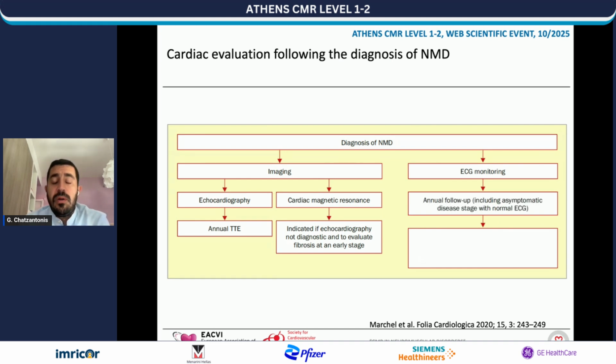Annual follow-up, as some of the patients, as we said before, like in myotonic dystrophies, might not have a clinical cardiomyopathy. One should assess the ECG, of course, at the beginning, and depending on the symptom frequency, Holter or even loop recorders.